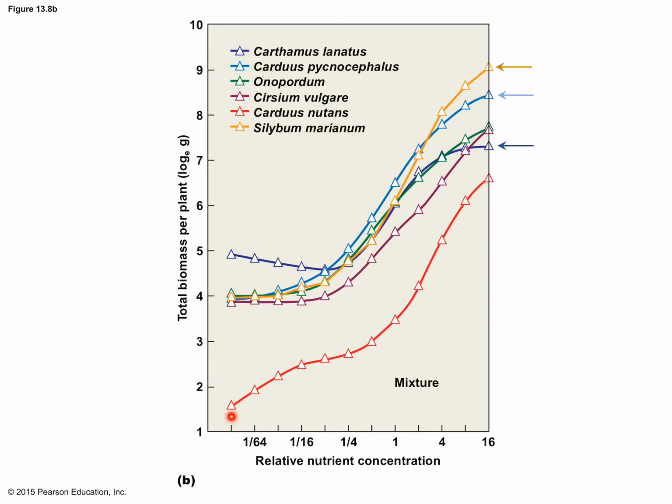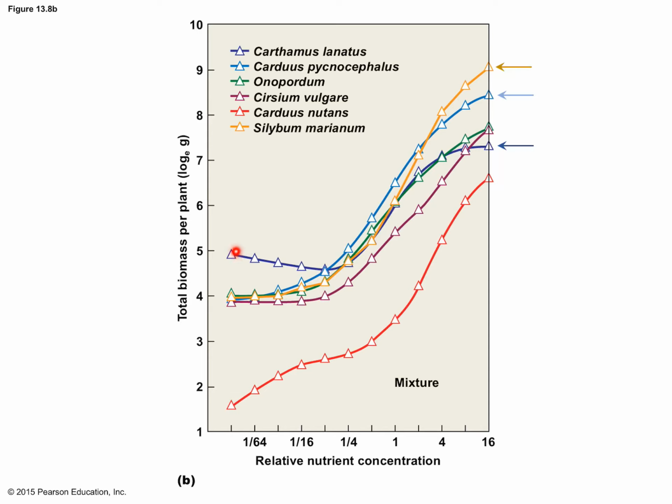And you see how their total biomass changed along our gradient of relative nutrient concentration. All of them grew less and had less biomass at low nutrient concentration compared to high. And overall, most of them had the same sort of S-shaped curve or pattern of change in biomass with nutrient concentration. However, what you want to look for is where the lines intersect or cross.